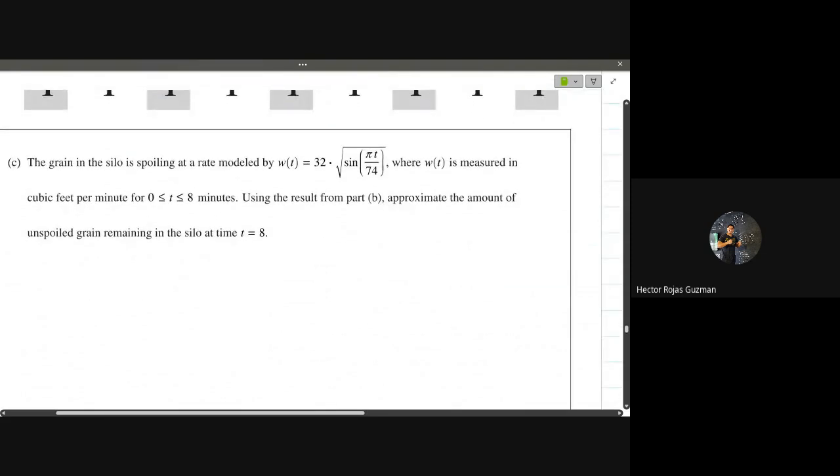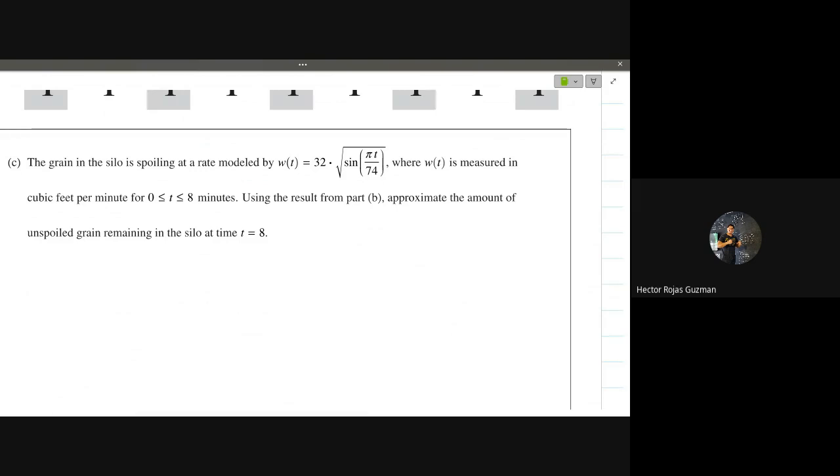C. Grain in the silo is spoiling at a rate modeled by W of t, where W of t is measured in cubic feet per minute. Using the result in part B, approximate the amount of unspoiled grain.